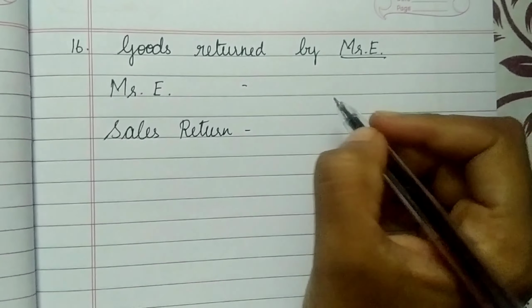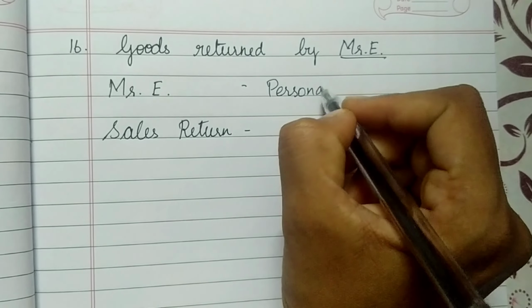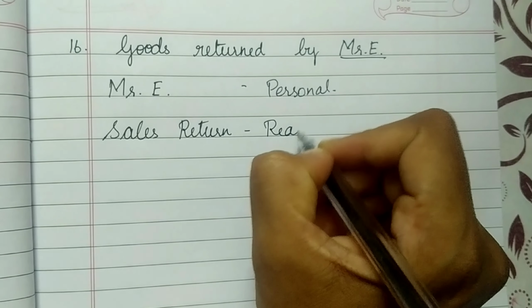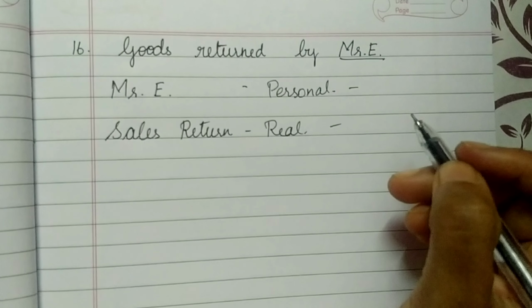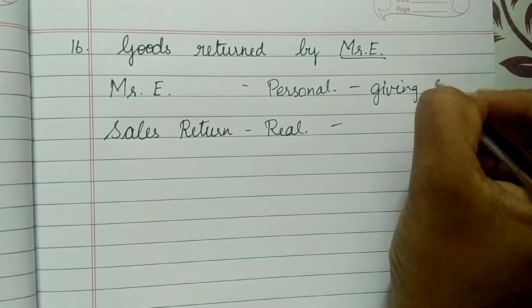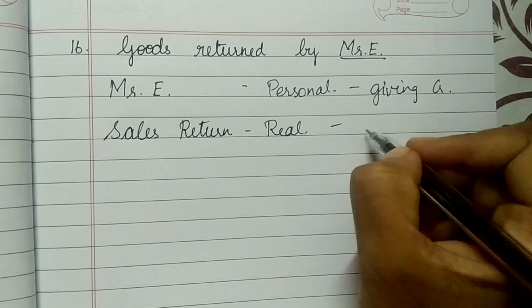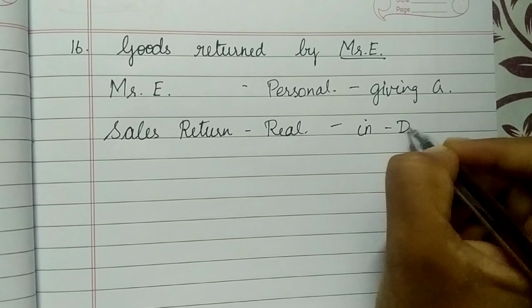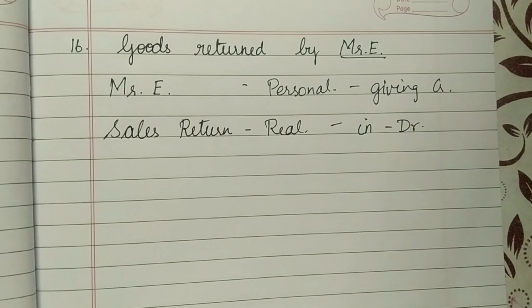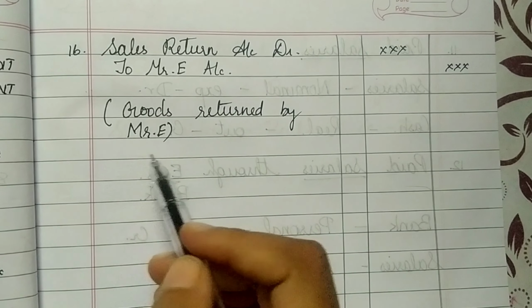So these are the two accounts involved. Now Mr. E refers to a personal account and sales return refers to real or nominal. I am taking it as a real account. So Mr. E is giving the goods. Therefore, he is going to be credited and goods are coming into our business as sales return, so it's going to be debited. So, sales return is debit, Mr. E is credit. So, sales return account debtor to Mr. E account, goods returned by Mr. E.